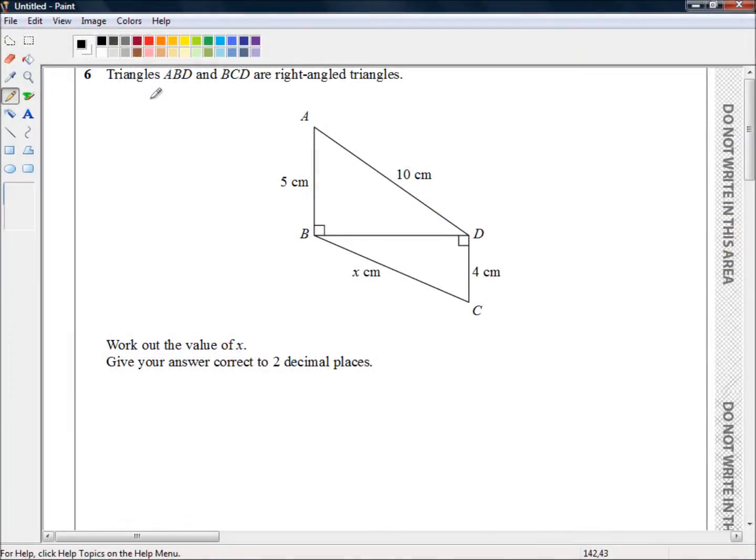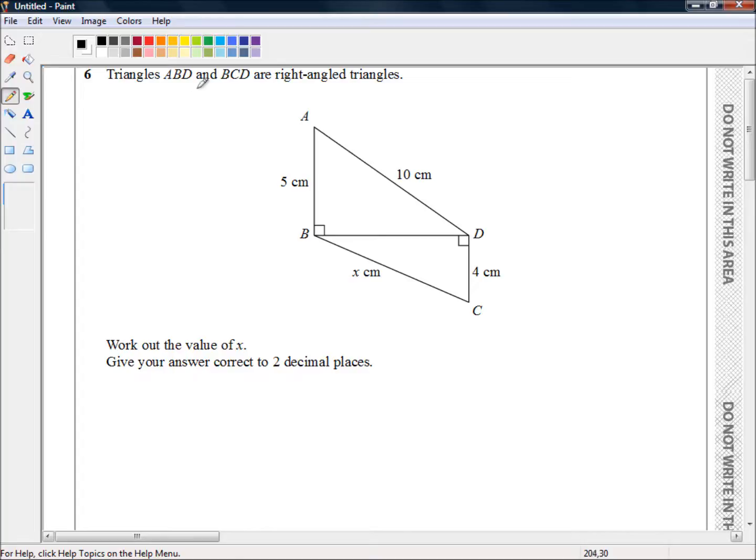Hello and welcome to the new style Edexcel GCSEs. These are the ones that go from grades 9 through to grade 1. This is the second paper in the higher tier. It's entitled 1MA1/2H. It is a calculator paper, so we are allowed to use calculators, and we're picking up in question 6.